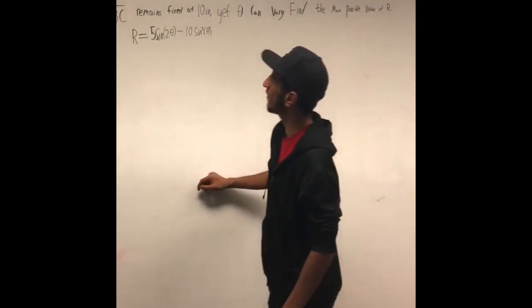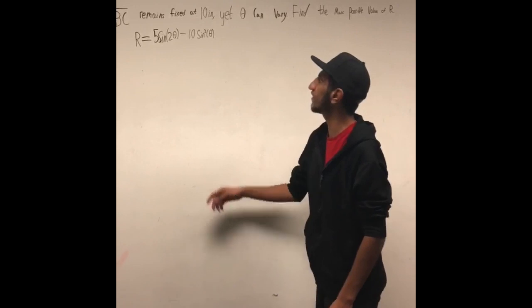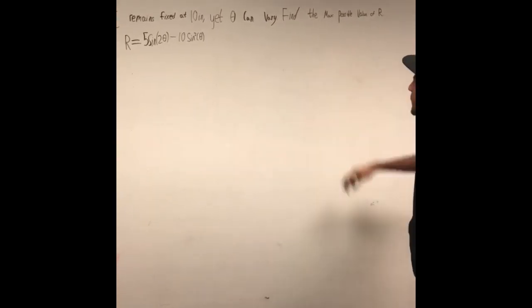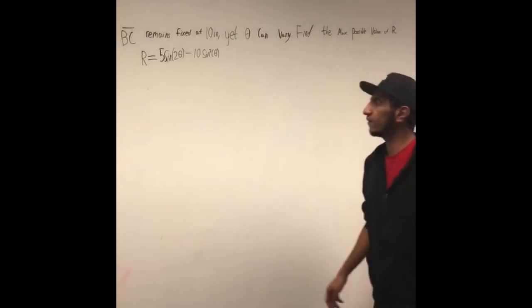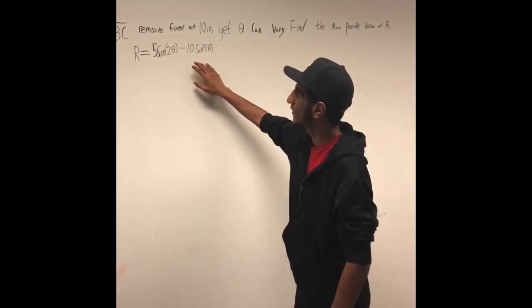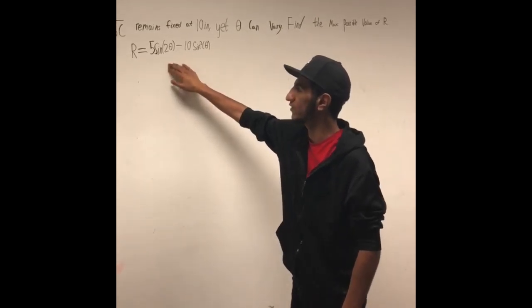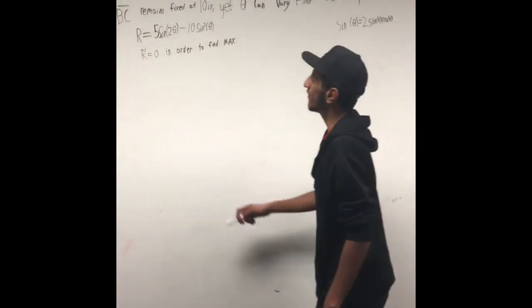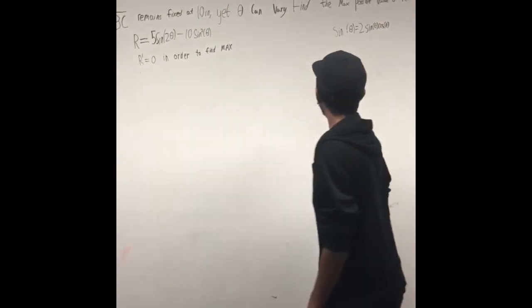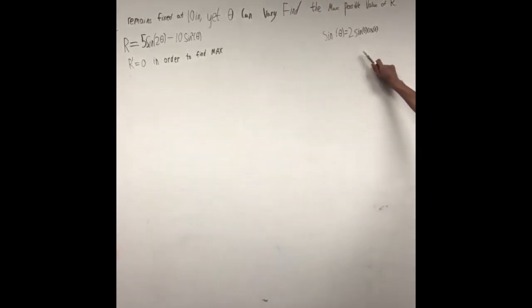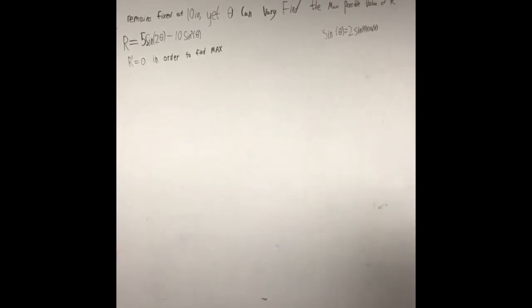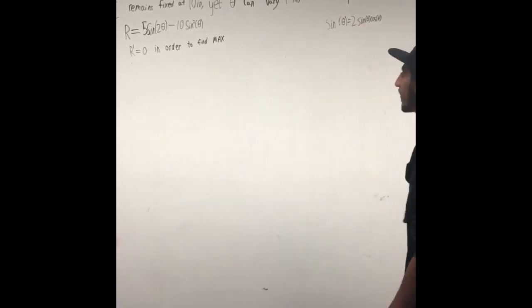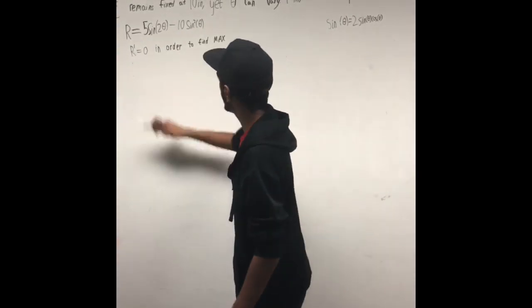For part C, it states that BC remains fixed at 10 inches, yet theta can vary, and it's asking us to find the maximum possible value of r. So what we have to do is find the derivative of the radius function, which we found in part B, and set it equal to 0. When taking the derivative of the radius function, we should note that sine 2 theta equals 2 sine theta cosine theta. Because we're looking for the max, we set the derivative of r equal to 0.